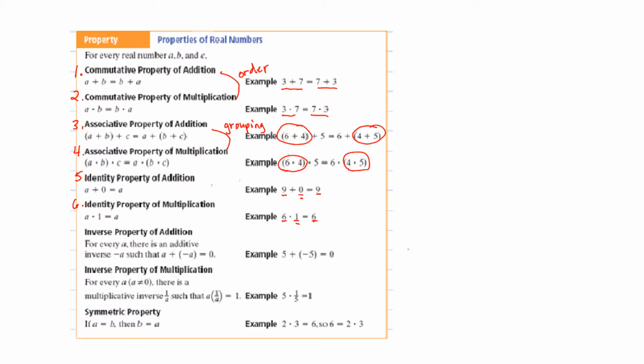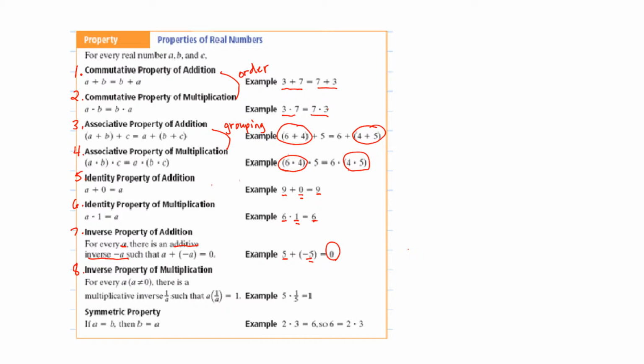Our inverse properties are the properties that tell us what we need to add or multiply together to get our additive identity and our multiplicative identity. So for the inverse property of addition, we know that for every A, there is an additive inverse, the opposite of A, so that when you add them together, you get 0. So for example, 5 and its additive inverse negative 5 give us our additive identity of 0.